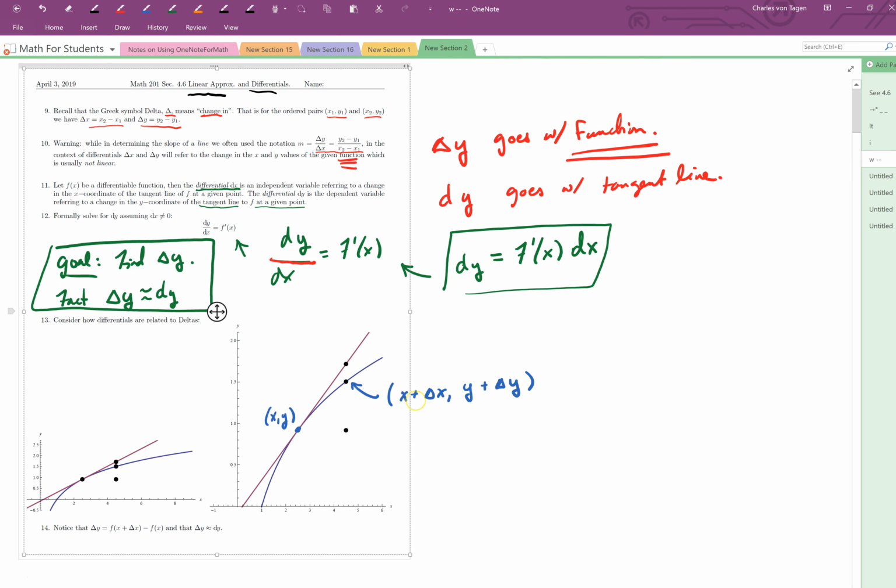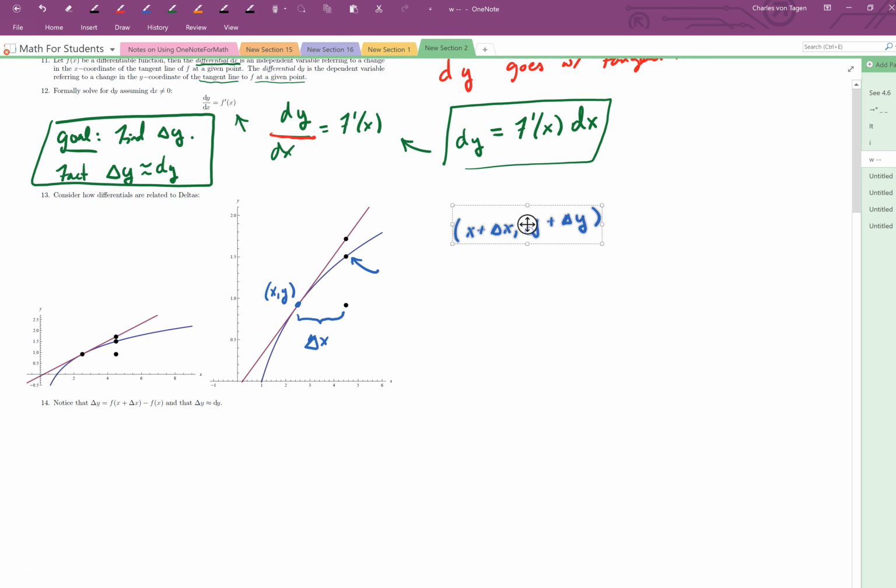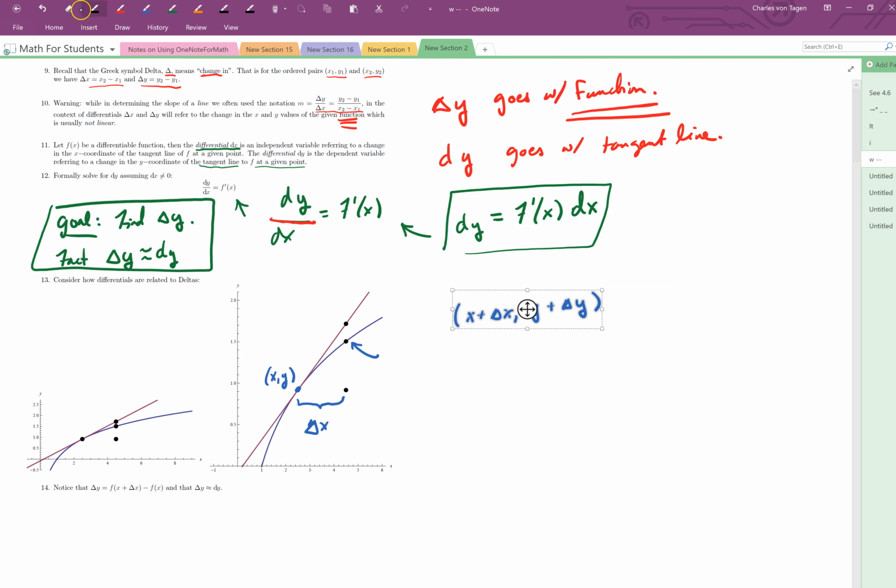Okay, so let me move that out of the way a little bit. So what is delta x? Delta x is just this distance right here, delta x. And then what is delta y? Again, I think I need to move this, it's right in my way. Let's move this ordered pair out of the way. All I've done is move it out of the way. And so this distance right here is our delta y.